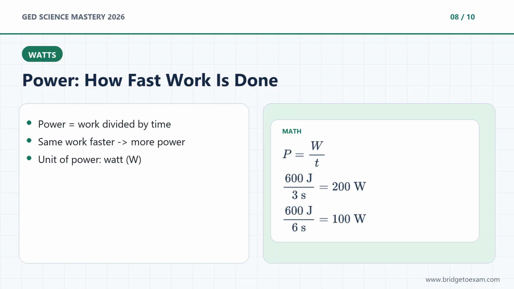Power is different from work. Work tells you how much energy was transferred. Power tells you how fast that work was done. The formula is power equals work divided by time.